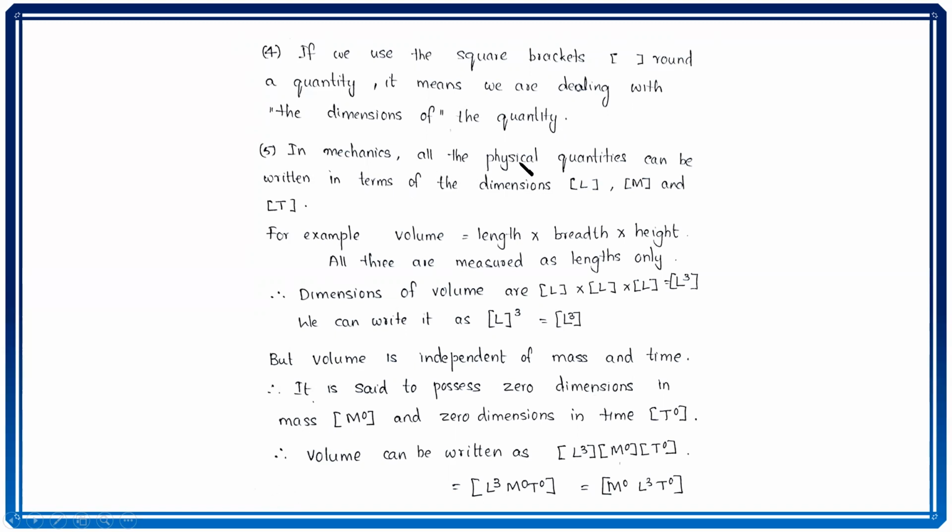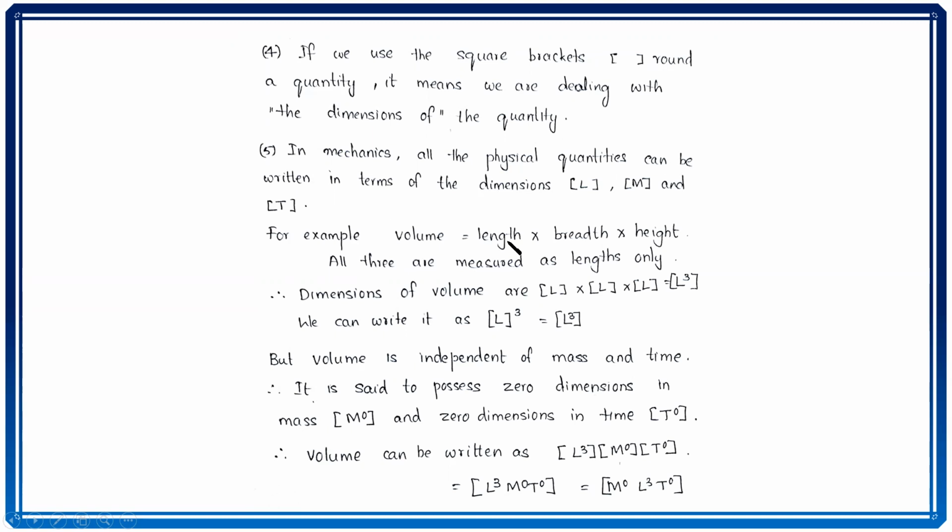In mechanics, all the physical quantities can be written in terms of dimensions L, M, and T. Mainly, as I told you, these three are the main things through which we represent every physical quantity. Now, for example, if you take volume, volume is equal to length into breadth into height.